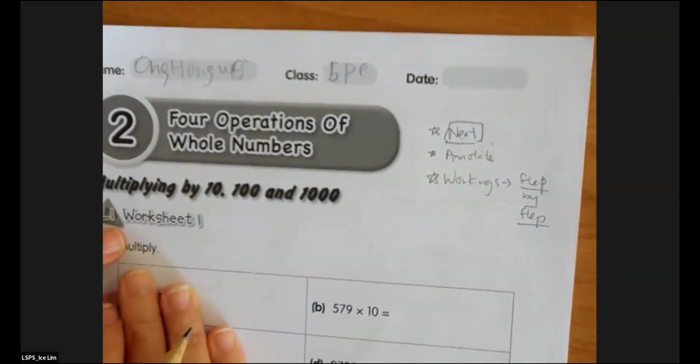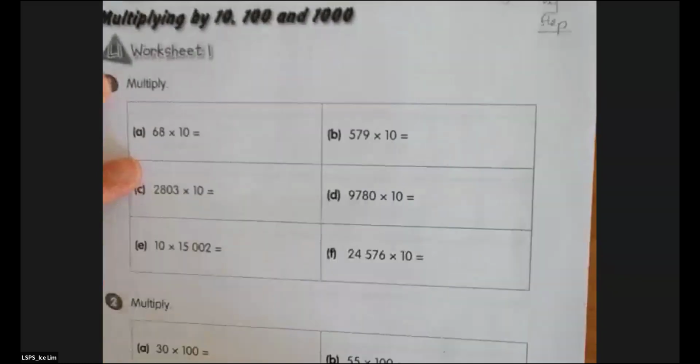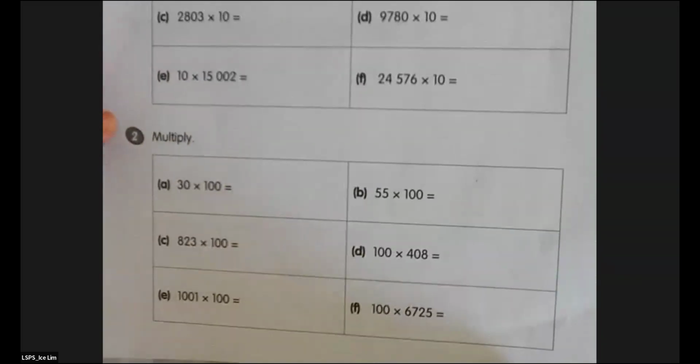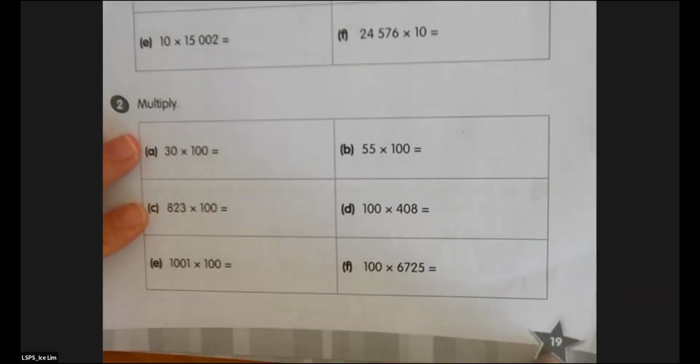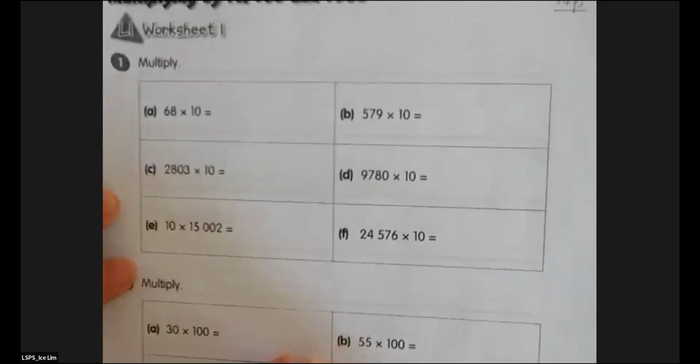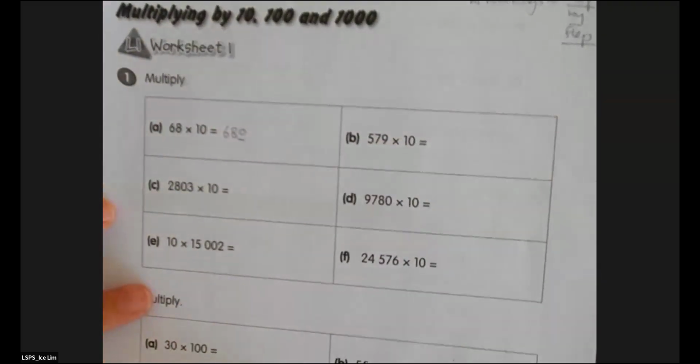Neat and tidy and also working step by step. First one here. Maybe you can do this by yourself already. Okay, you can do page 19. 3 minutes, okay? Or maybe 2 is enough already. Please be very neat. For example, I write 68 and then I put 0 at the back.